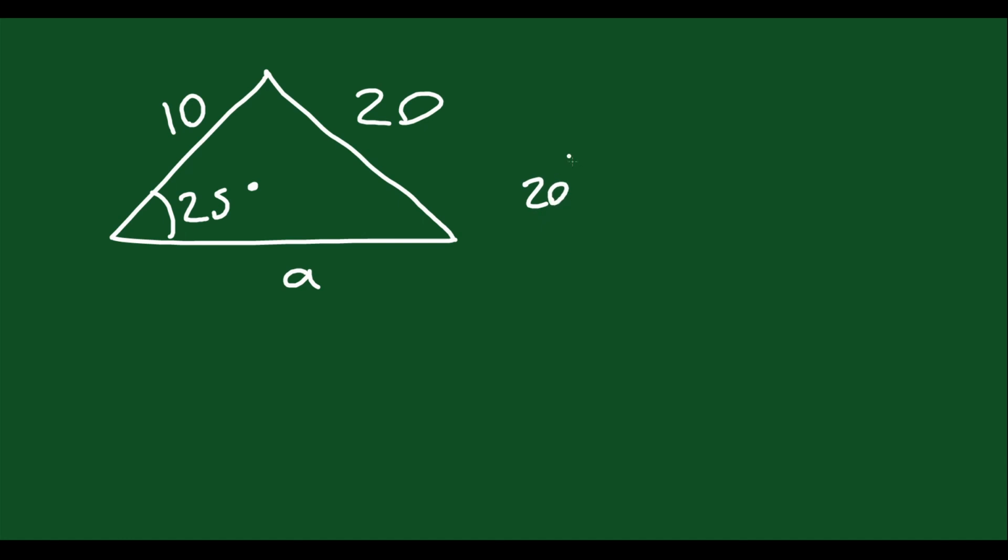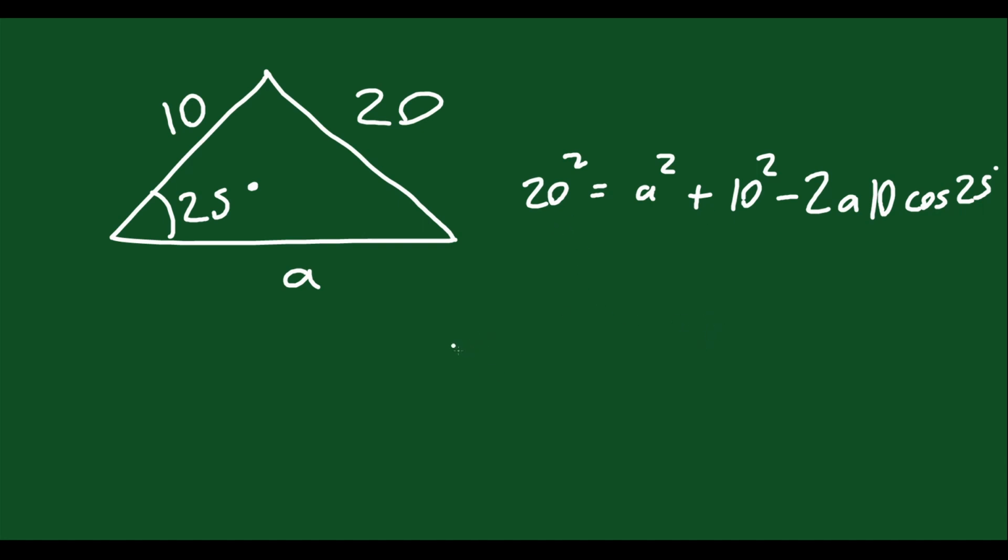So we have 20 squared equals A squared plus B squared, which we'll say is 10, minus 2A times 10 times cos of 25 degrees. So now we have to solve for A. Now you might notice what's happening here. We have a little bit of a quadratic situation, right?